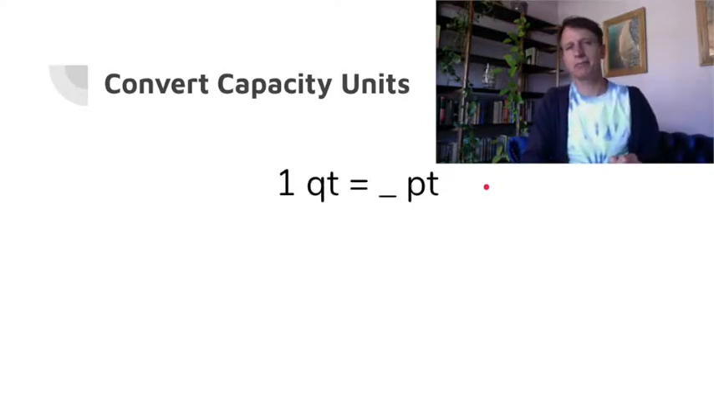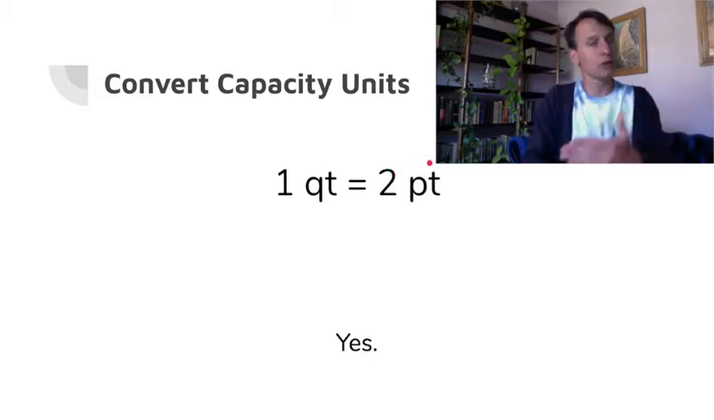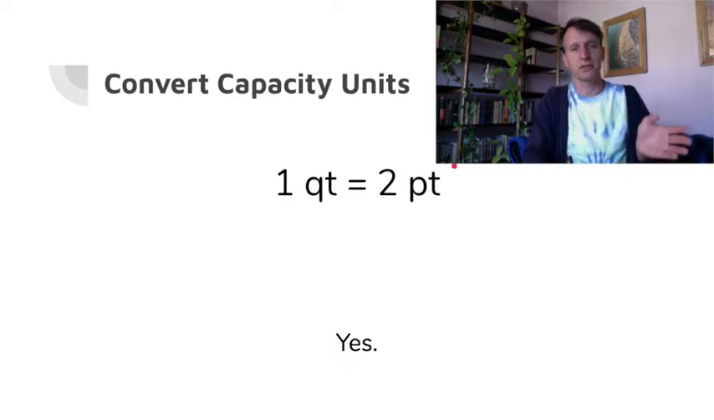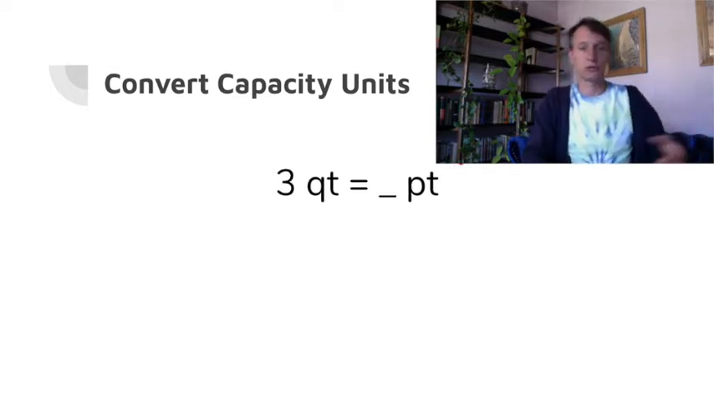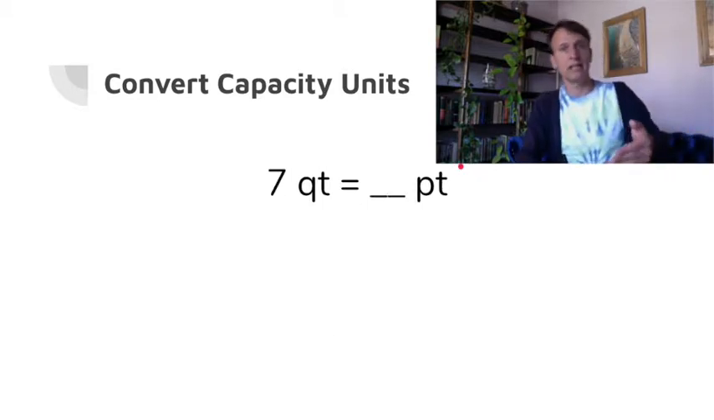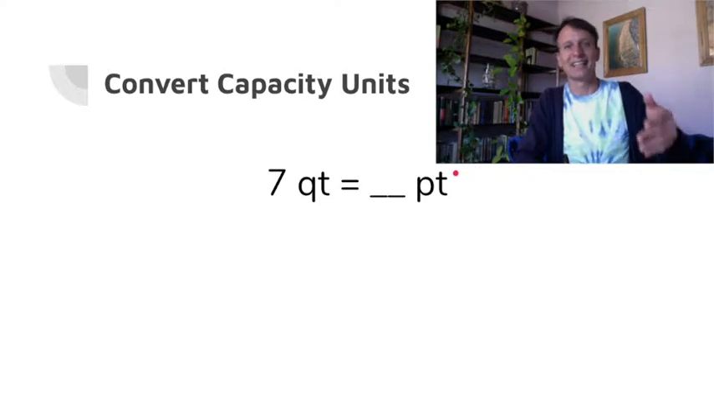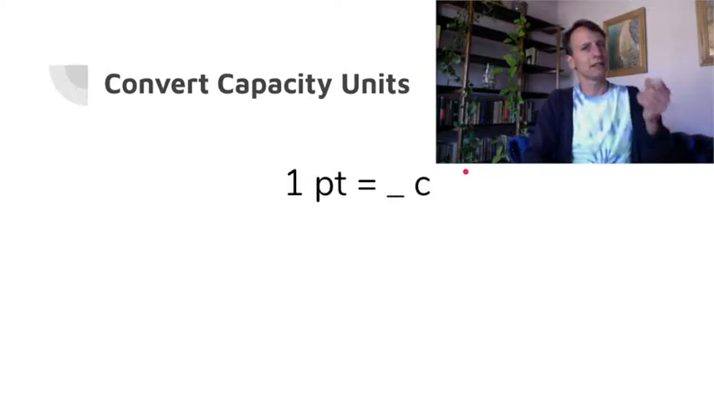Now, how many pints in a quart? And this is where, it's 2. Okay, remember that now? It's 2. So 1 quart is 2 pints. And then all the conversions after that, once you have that piece of information, everything else is pretty straightforward. So 2 quarts would be 4 pints, and 3 quarts would be 6 pints, and 7 quarts would be 14 pints.